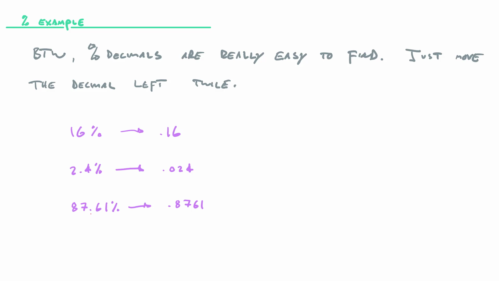87.61%, move the decimal twice. That's going to get you, that's the worst period ever. But you get 0.8761, right, as your percent decimal.